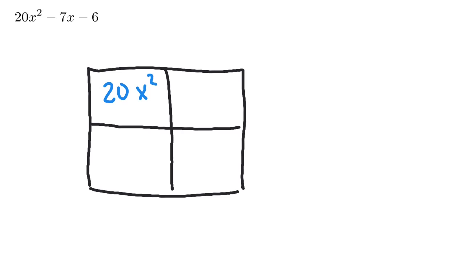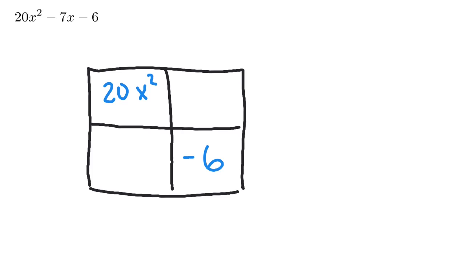Okay, then the constant term, which is the third term if you have it in descending order. Now, be careful, there's a negative sign attached to that 6, so we got to carry that negative sign along with it. So the constant term, which is negative 6, goes in that lower right-hand box. Okay, so that's the setup.